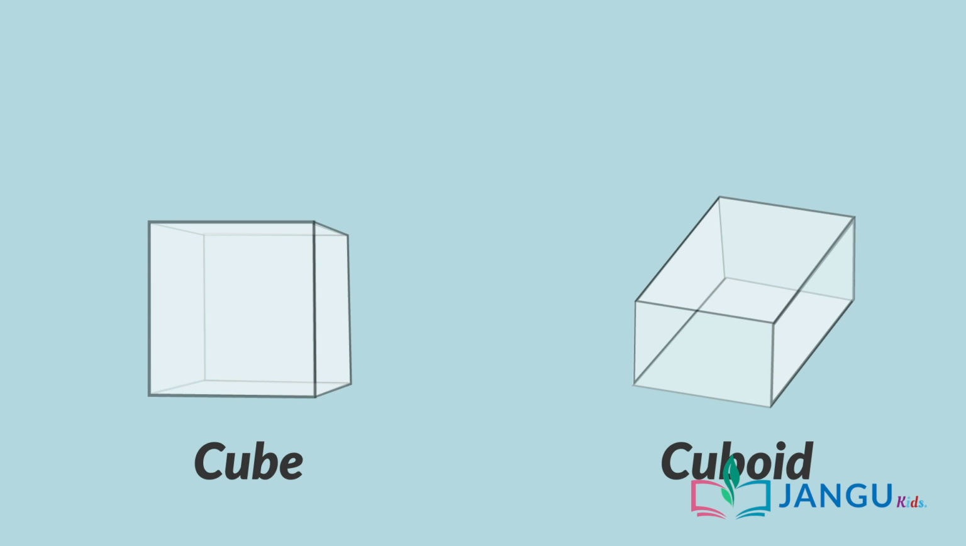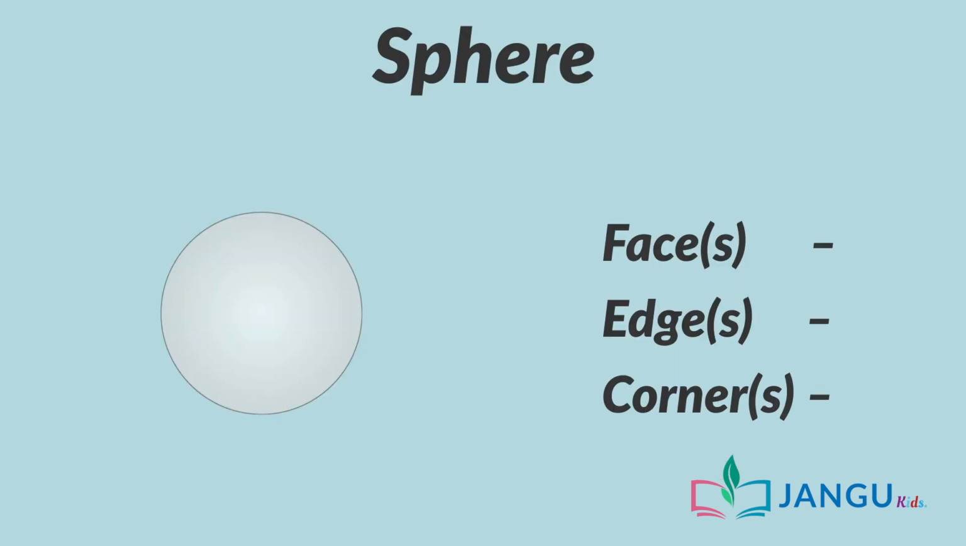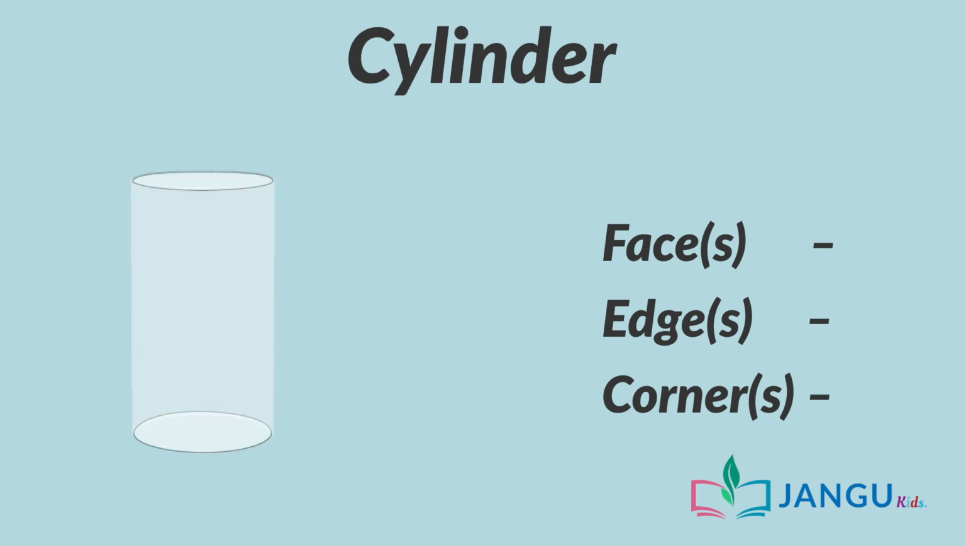Let's continue with the other shapes. A sphere has 1 curved face, 0 edges, and 0 corners. A cylinder has 2 flat faces, 1 curved face, 2 edges, and 0 corners.